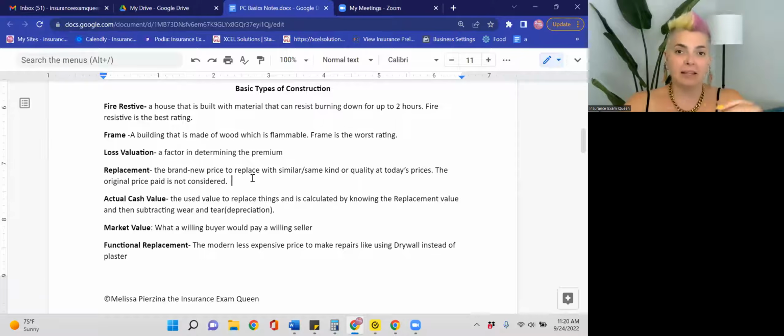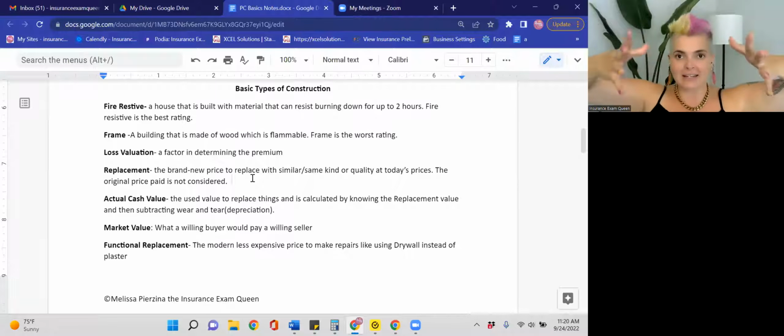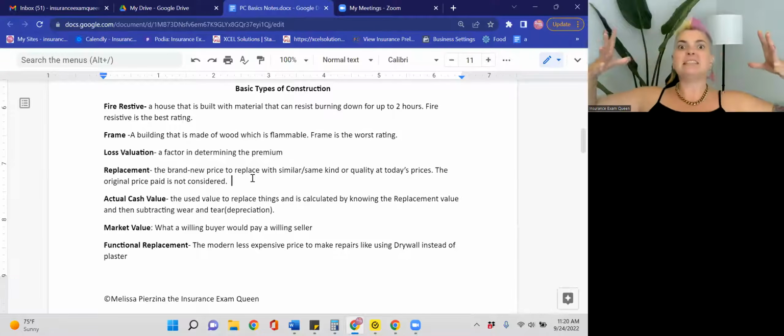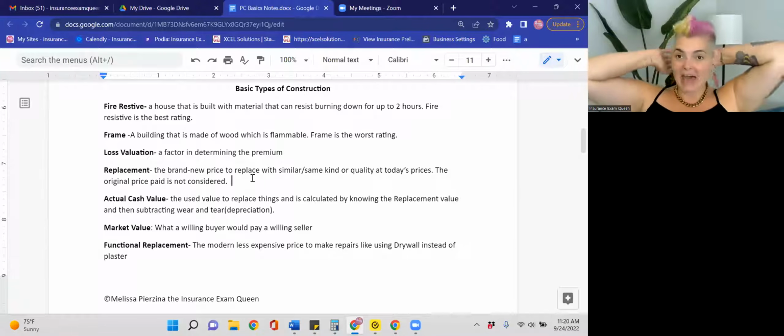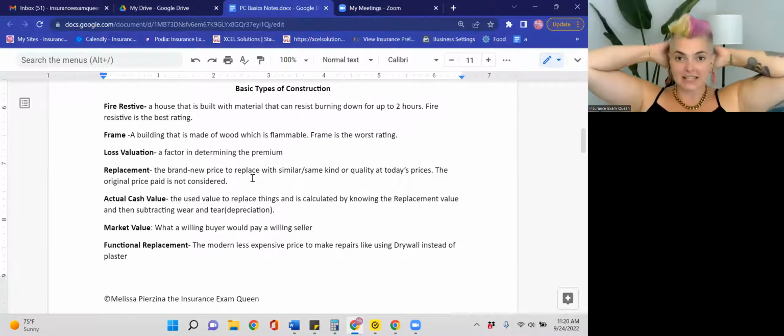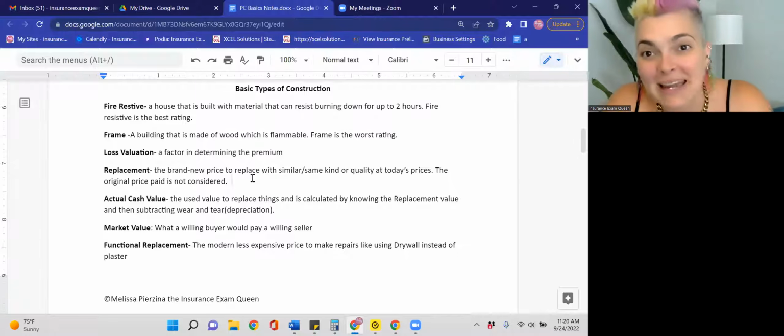There may be something that's no longer produced and you just have to go with the next best thing. Like if you have a TV from the 90s, those big, huge box TVs, or maybe they started in the 80s, I don't remember. TVs used to be these massive things that weighed thousands of pounds. If you have that on your policy and you have replacement price, I promise you, they're not buying you another box TV. They're going to buy you a flat screen, thin TV, because that's what we make today.